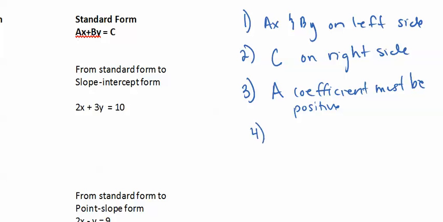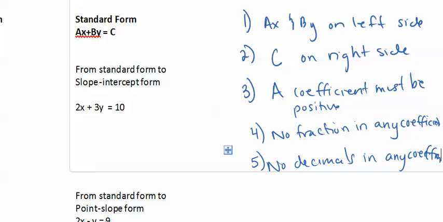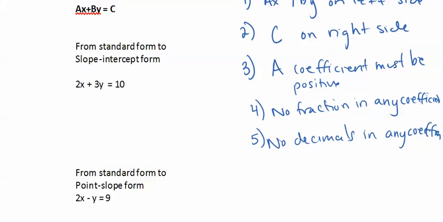And then 4, no fractions anywhere in any coefficient. Otherwise, it's not standard form. And then 5, no decimals in any coefficient. Okay, so if that happens, then that means that we have to multiply something to make those numbers whole numbers. Okay, and we may see some examples of that, or we'll do some of those probably in class.